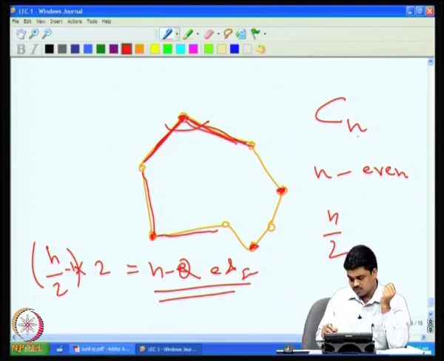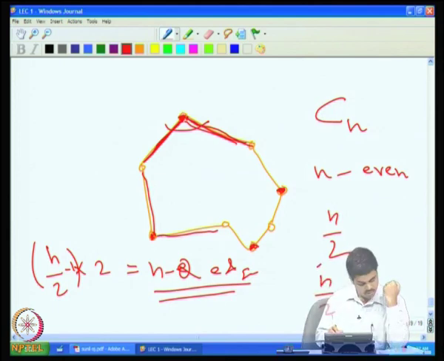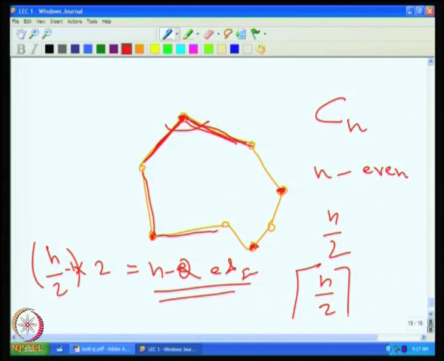Similarly, suppose n is an odd number, then you can easily see that you need the ceiling of n by 2, because if you take the floor of n by 2, each vertex will cover only 2 edges, so that will be less than n.